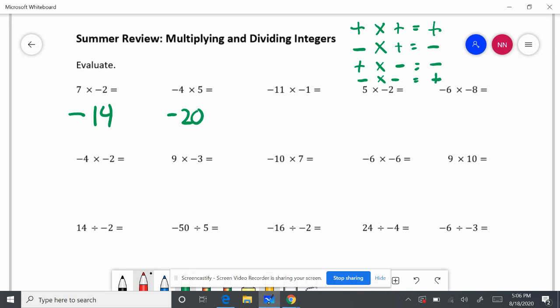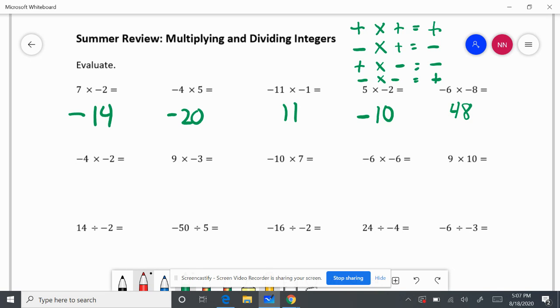For the third one, negative 11 times negative 1 is a positive. 11 times 1 is 11. We could put a plus sign if we want, but usually what we do is we just leave it as an 11. For the next one, we have a positive times a negative, so we know it's a negative, and 5 times 2 is 10. For the next one, we have a negative times a negative, which is a positive. 6 times 8 is 48.